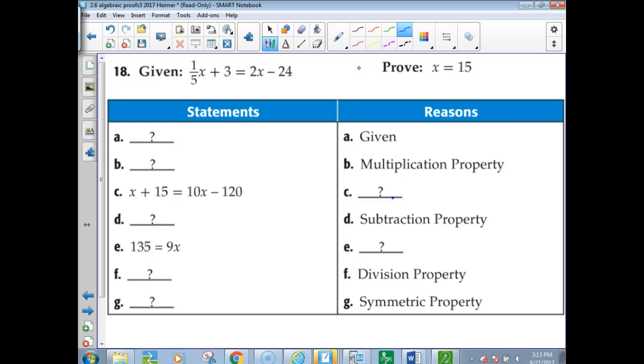But the reason I mentioned that was because I'm thinking that my students who are just taking algebra and geometry right now probably don't remember what the first step is that we're trying to get at in this problem. That's why I chose this one. So let's write down the given, which was 1/5 x plus 3 is equal to 2x minus 24. Now, what would you do to this equation? So it would become x plus 15 equals 10x minus 120.